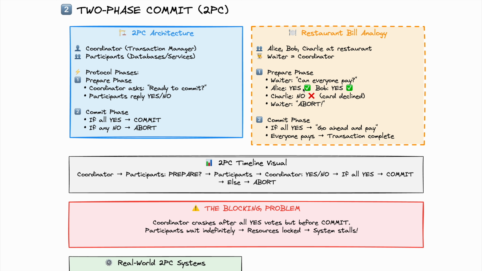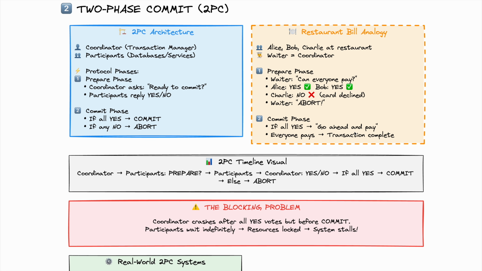If Alice says yes, Bob says yes, and Charlie says no, then the transaction is declined because we need to abort. The waiter aborts because we cannot partially pay the bill. We need all of the participants to pay. And if all of them say yes, then we go ahead and they pay.